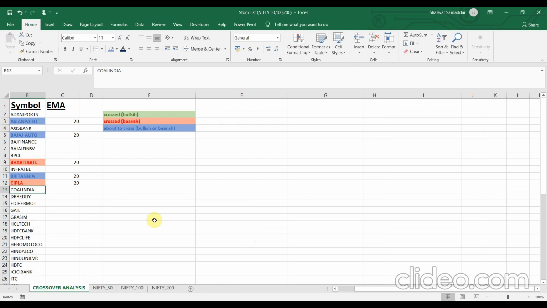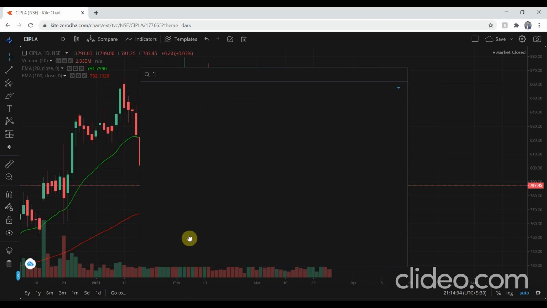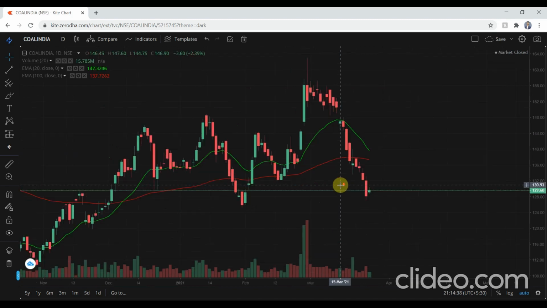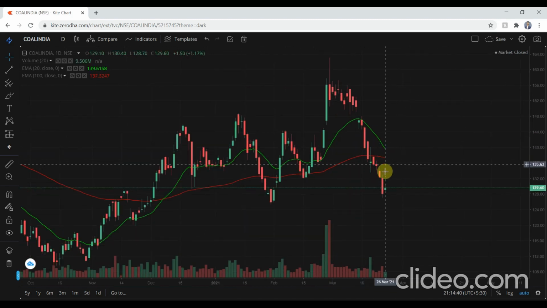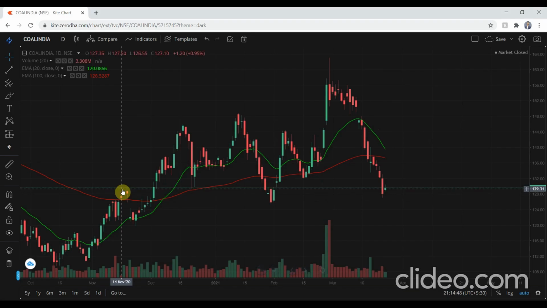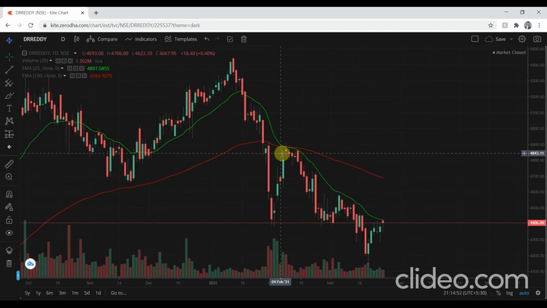Yeah, next stock is Coal India. The 20 EMA is about to cross, so we'll mark it as blue. It's the 21. Next is Dr. Reddy. Okay, so no, it is far beyond the 100 EMA.